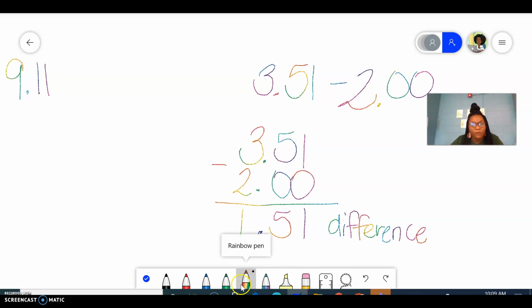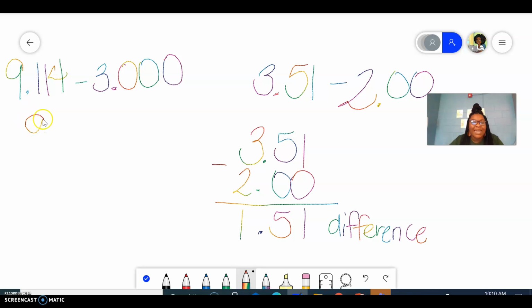I want to actually do 9 and 114 thousandths minus 3. Now what do I do? For every place behind that decimal, I can add a 0 behind my 3. So what do I mean by that? I need to hold 3 place values, 3 places, to be able to line up my decimals correctly. So 9 and 114 thousandths. Oops. We're going to write it vertically.